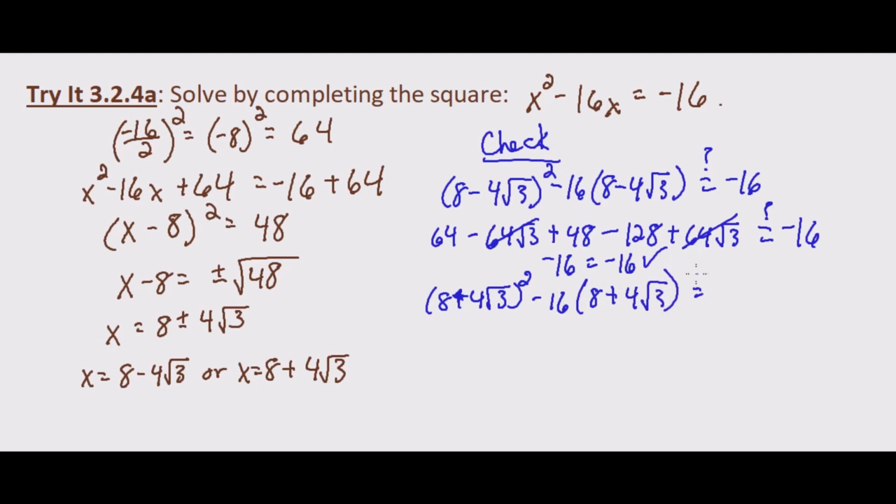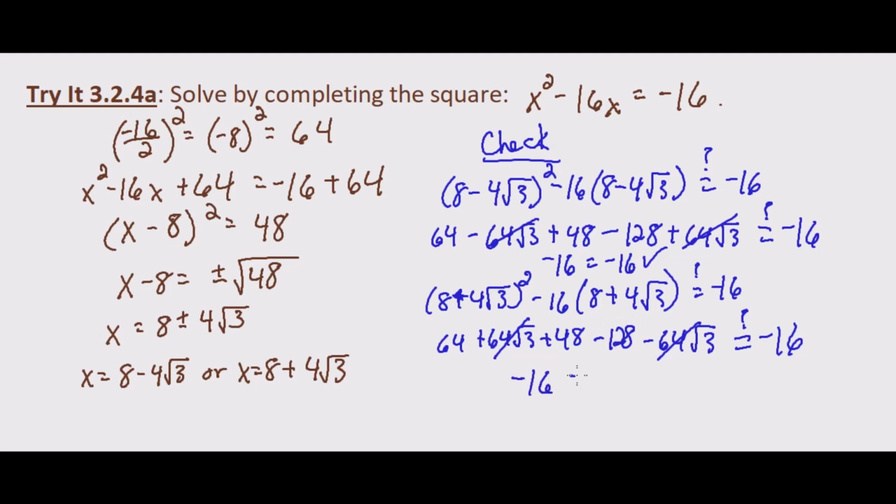Does that equal negative 16? So that's 64 plus 64 times the square root of 3 plus 48 minus 128 minus 64 times the square root of 3. Does that equal negative 16? The 64 times the square root of 3 is canceled. We're left with the same thing we had the first time. 64 plus 48 minus 128. That does equal negative 16. So that solution checks as well.